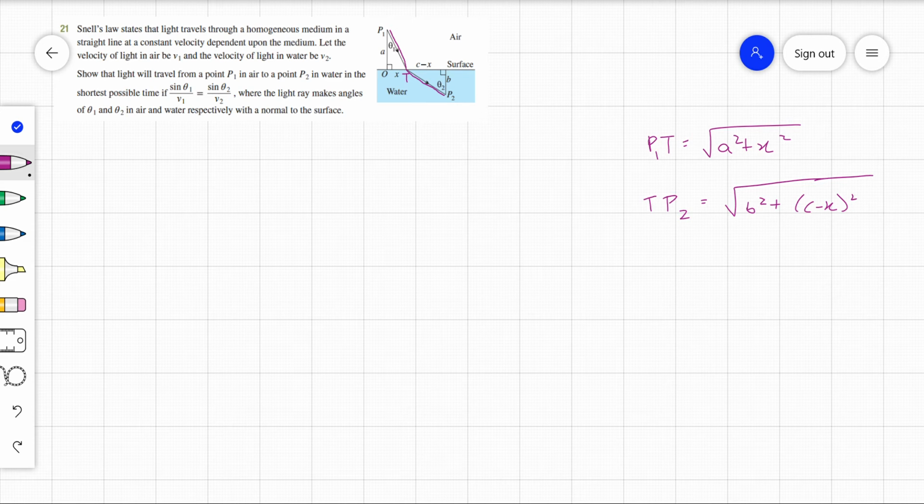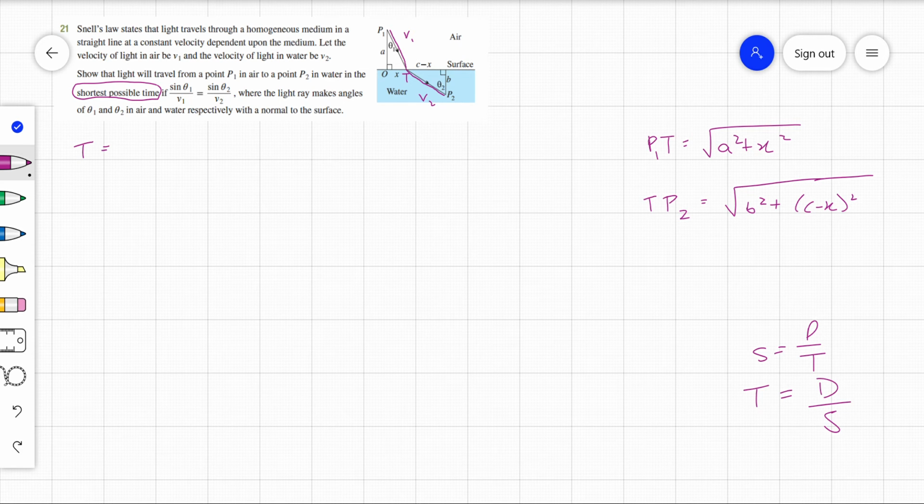All right, so what we're interested in showing is that the light will travel, so it says, shortest possible time. That's too many words for me, so I'm just picking out the important ones. Shortest possible time. Now remember, speed equals distance over time, so time is distance over speed. The speed for this part being v1 in the air, and the speed for this one being v2 in the water.